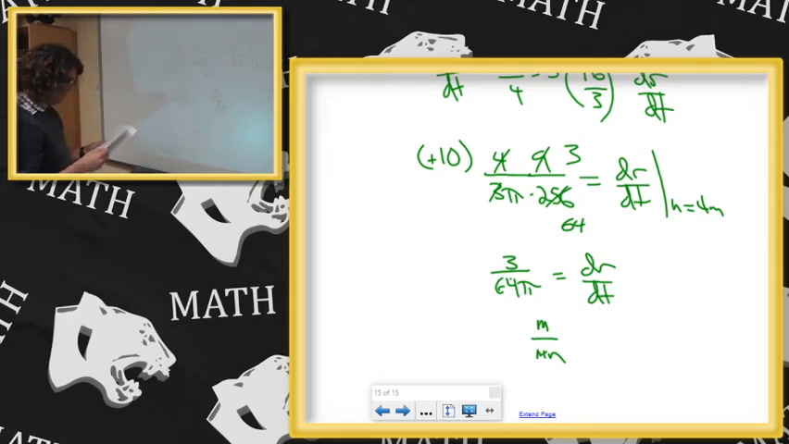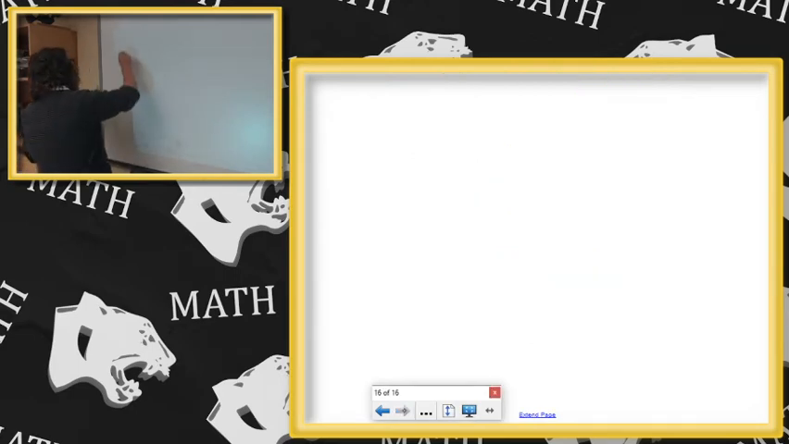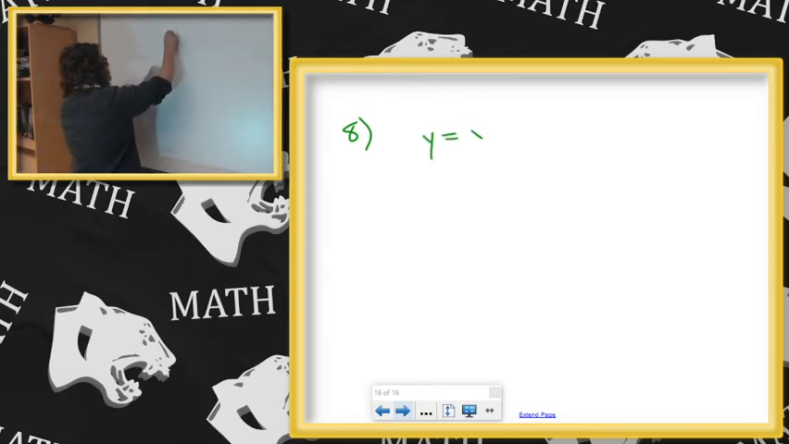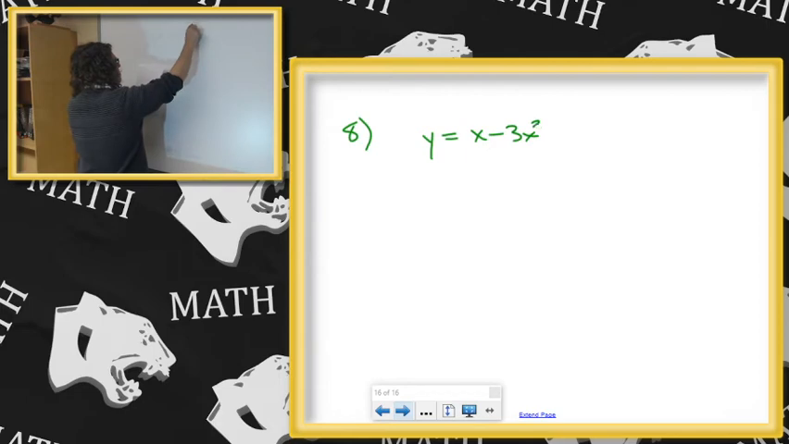Next up, question 8. Find and justify with limits all vertical or horizontal asymptotes, if any, for the graph y is equal to x minus 3x squared over x squared minus 4.